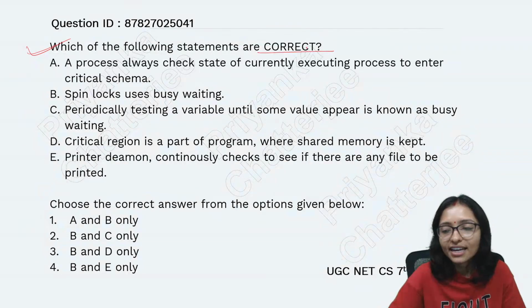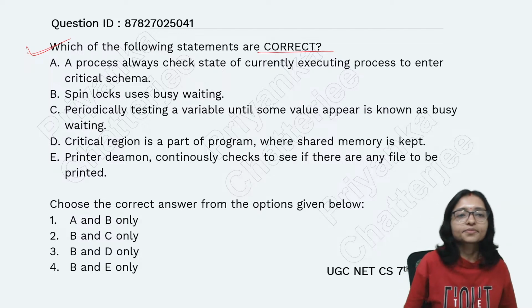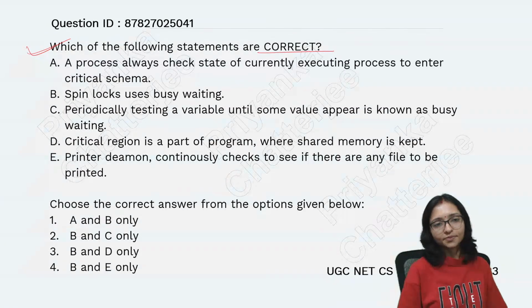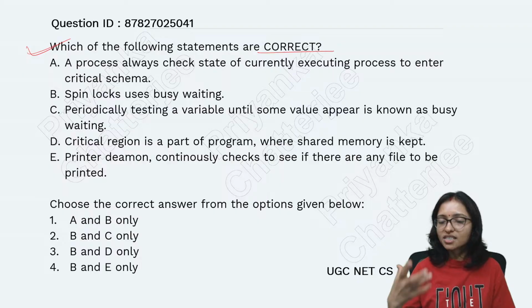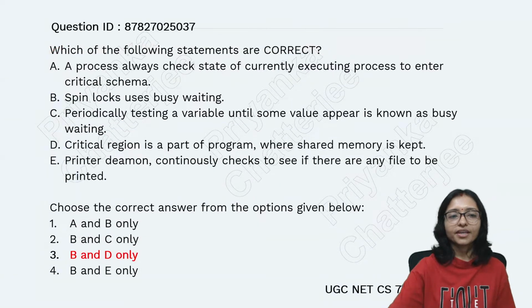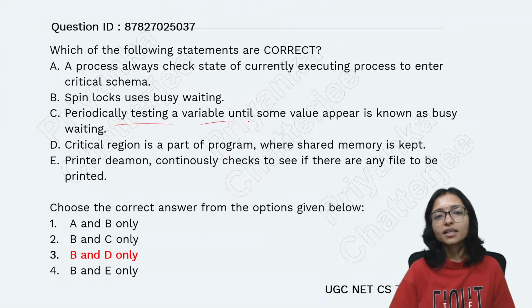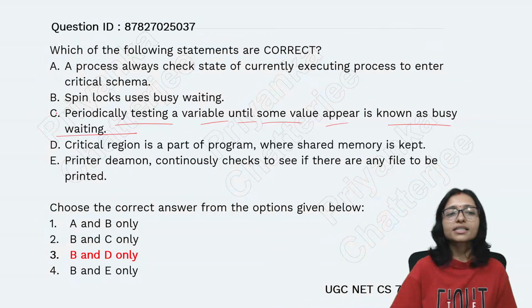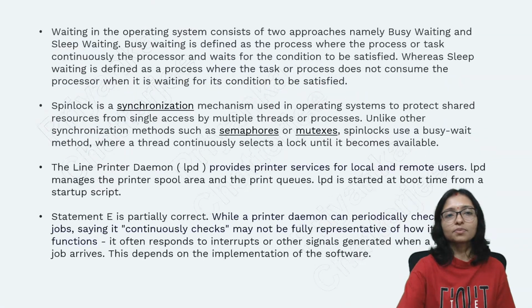Which of the following is correct here? Process, critical section, thread. These are the main topics of operating system. Here, periodically testing a variable until the same value appears is known as busy waiting. This is completely wrong. Option C is wrong because what is busy waiting? You can see here, what is busy waiting?